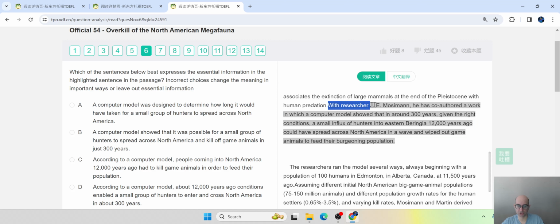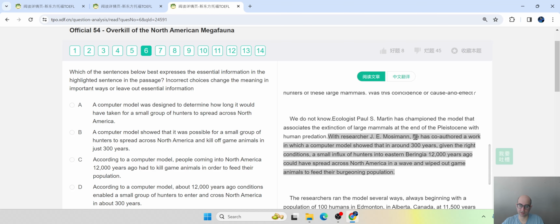So with researcher J.E. Moseman, some researcher. So with him, he has, well, who's he? Sometimes, guys, if you're not sure, if they're making a reference to someone, especially when they're using pronouns like he, she, they, sometimes it helps to know what was in the previous sentence. So this he clearly is referring to Paul S. Martin, who was an ecologist, has co-authored a work in which a computer model has showed that in around 300 years, given the right conditions, like the right factors, a small influx, like a small wave or group of hunters into eastern Beringia 12,000 years ago could have spread across North America in a wave and wiped out game animals to feed their burgeoning population.